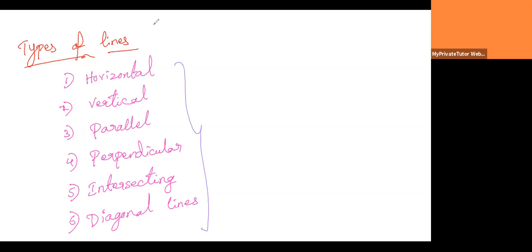So what is a horizontal line? The horizontal line is a baseline, a kind of ground level line, drawn from left to right. A horizontal line means the line is drawn from left to right.